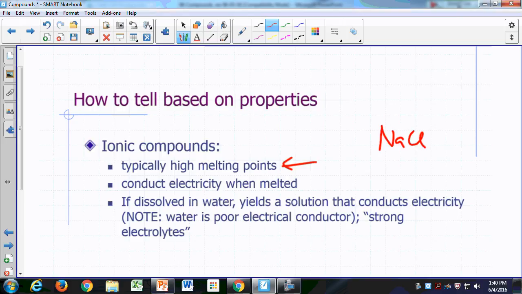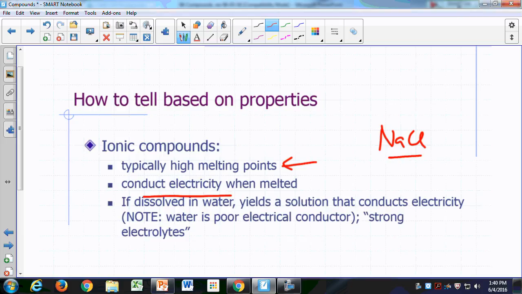You can try to melt it on your stove. It's going to take a very high temperature. I don't think you can get it to melt in the stove that you have at home. Okay, so if you do get it to melt, then it's going to conduct electricity, and the reason for that is it's made up of ions.